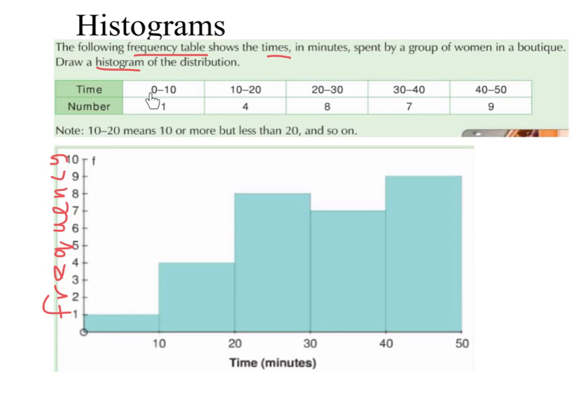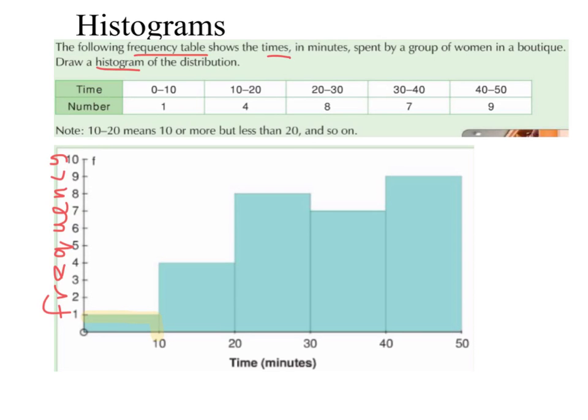So our first interval from 0 to 10 goes up as far as 1. So from 0 to 10, we want to go up as far as 1. So this is 1 on our frequency axis. So we're going to draw a line across and a line down at 10. So from 0 to 10, we're going up as far as 1. So we go to 1, we draw a line across and a line down.